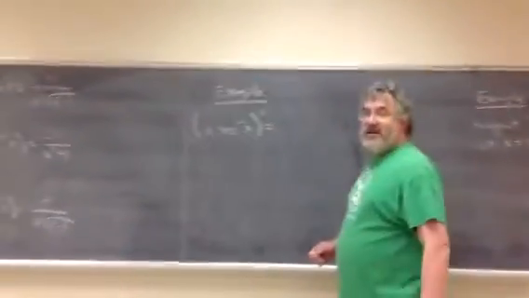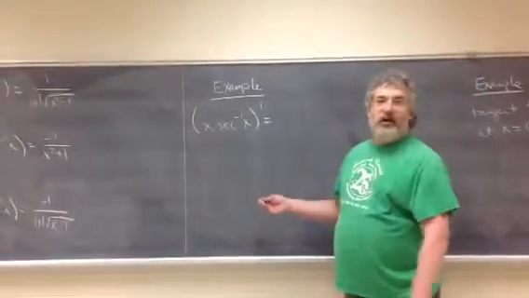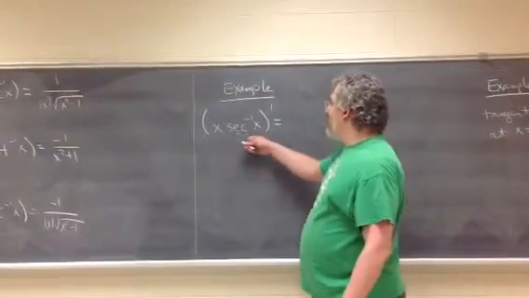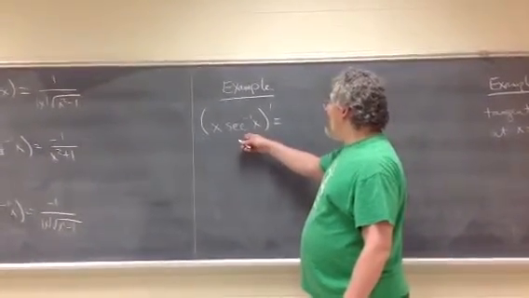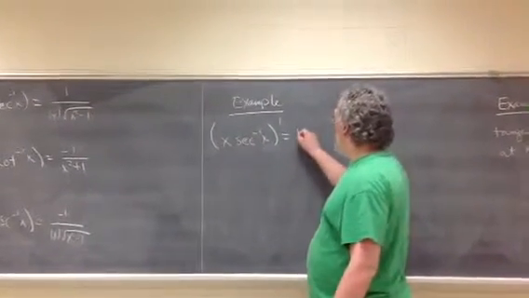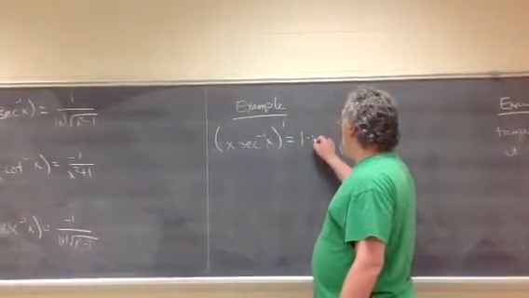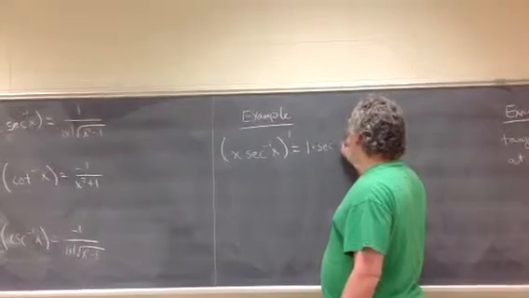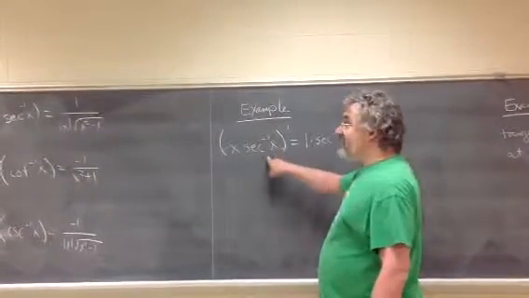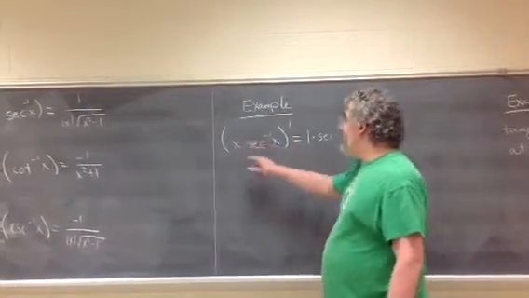Find the derivative of x times the inverse secant of x. And I said we never do this, but well, here we are doing it. So this is a product. So the derivative of this will be the derivative of the first thing times the second thing plus the derivative of the second thing times the first thing.